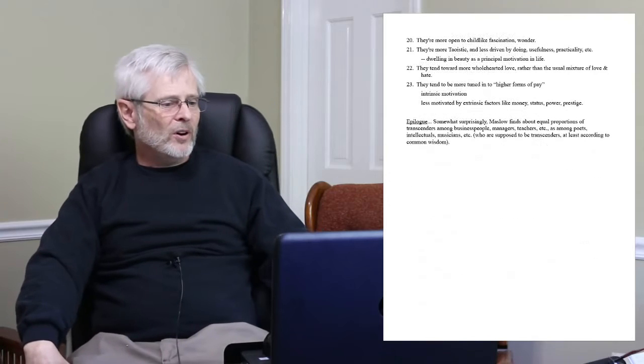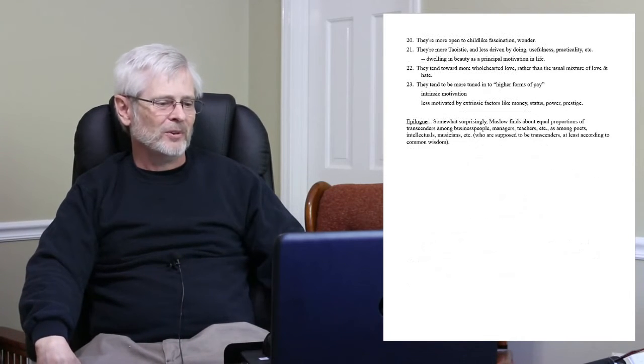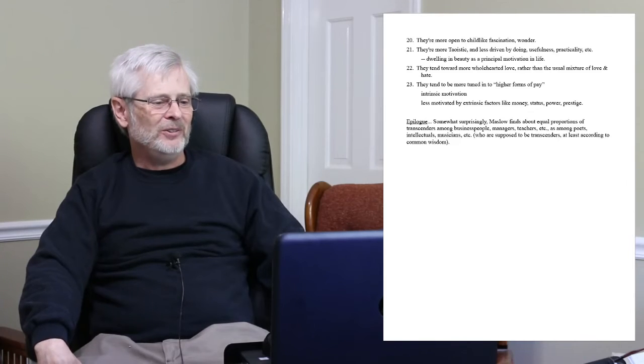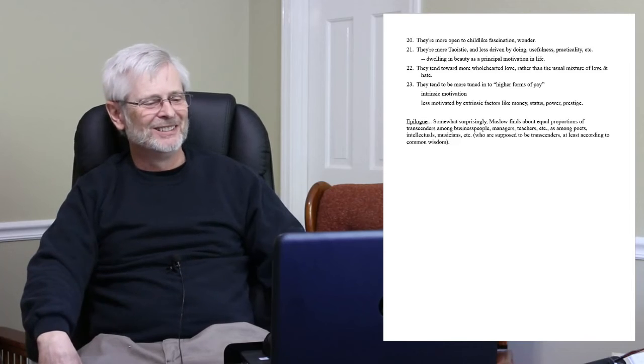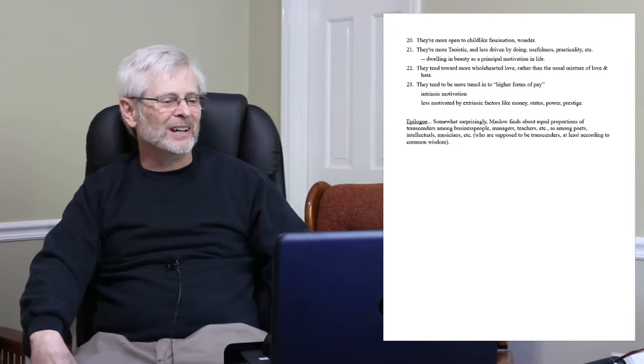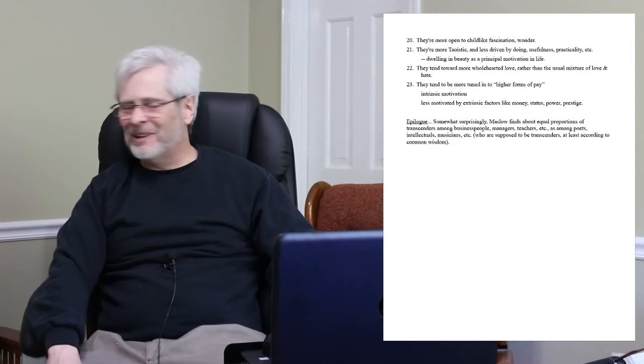Number 20, more open to childlike fascination and wonder. We saw that again in chapter 4. So these Theory Z people are sort of like big kids in a way, in their attitude and posture toward life. 21, they're more Taoistic. Oh my goodness, another reference to Taoism.